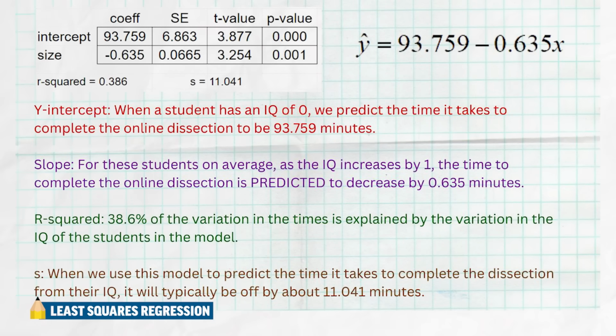Finally, we have S, and S tells us that, hey, when we use this line to try to take an IQ and predict the time to complete the dissection, we're typically going to be off by 11 minutes. And when the values of the times range from, if you look at about 10 to 60 minutes is kind of the overall range of the times, if you're off by 11 minutes and the range is only 10 to 60, that's kind of a lot. But that again makes sense because this data plot does have a lot of scatter to it.